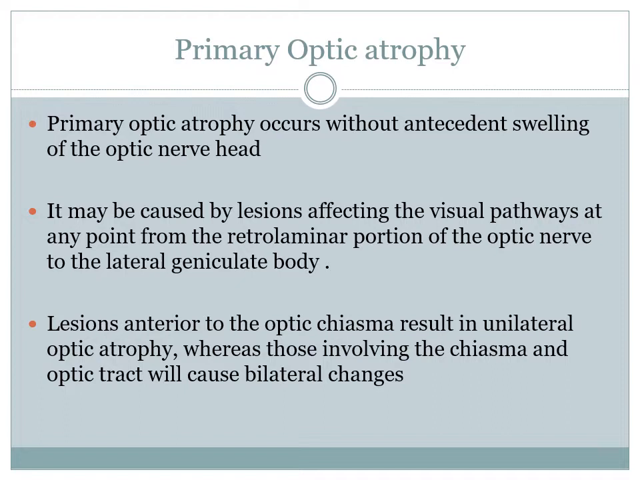So chiasma and beyond, any lesion will produce affection of both sides, and field defects will be both-sided. Best example is pituitary adenoma. Pituitary adenoma affects the pathway at the chiasm. That will lead to both-sided lesions, and you see hemianopia. So depending upon the anatomical site of the lesion, there will be affection of the optic nerve head and the resultant field defects.